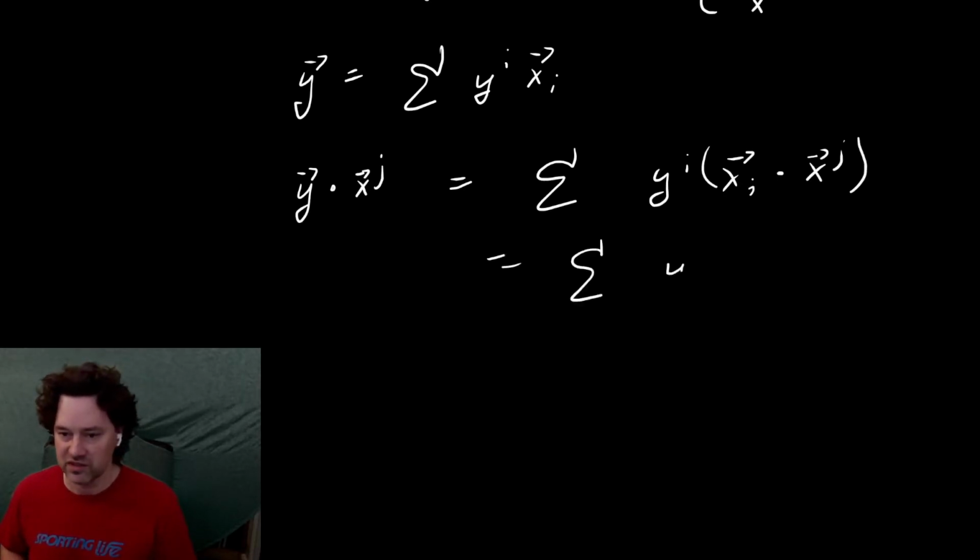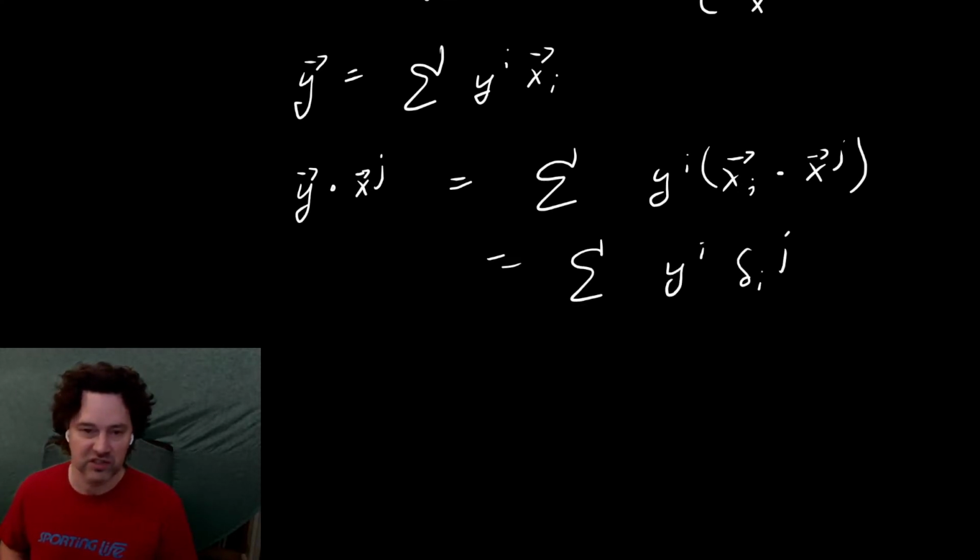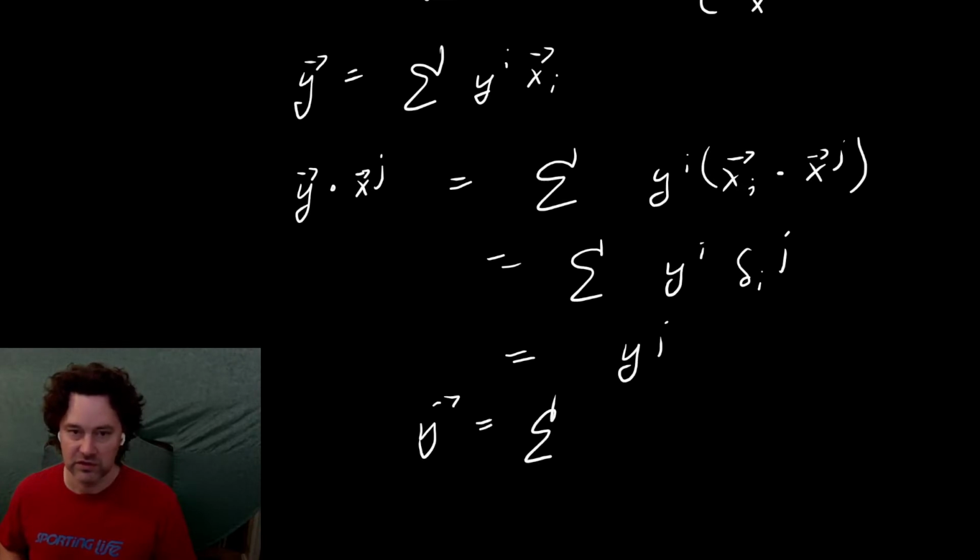But that is just the sum of y_i delta_ij if our x^j's are reciprocal frame vectors. And so that is y_j. So we see that y equals y dotted with x^i times x_i.